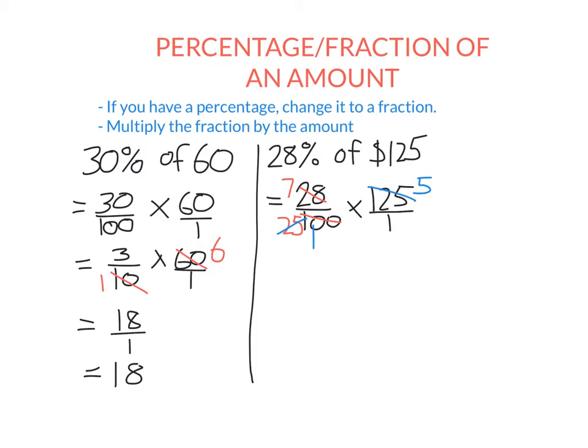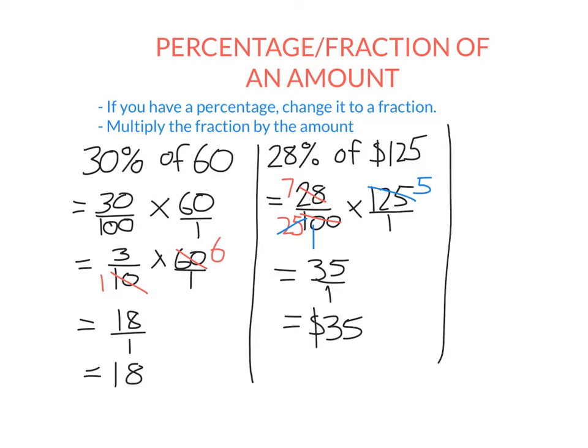Now this is so much easier. I'm just doing 7 times 5. Much easier is that than 28 times 125. So 7 times 5 is 35, 1 times 1 is 1. So this is just 35. Because the original thing was in dollars, this will be $35.